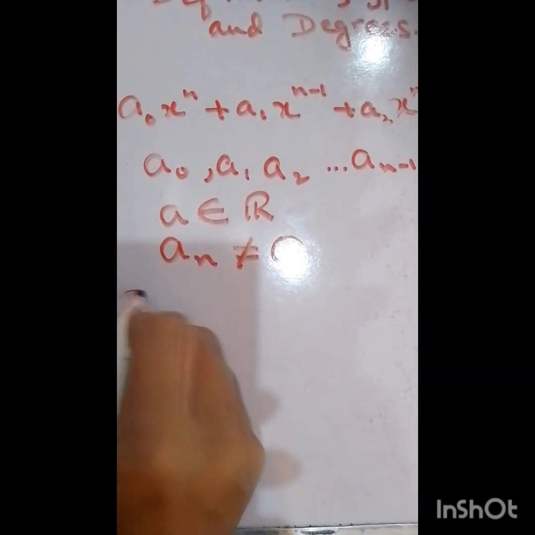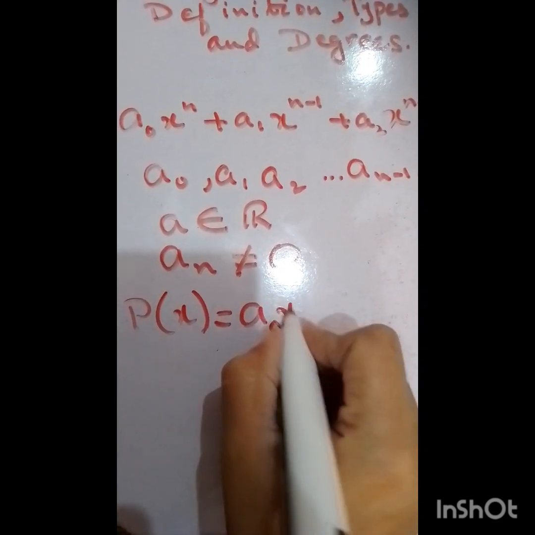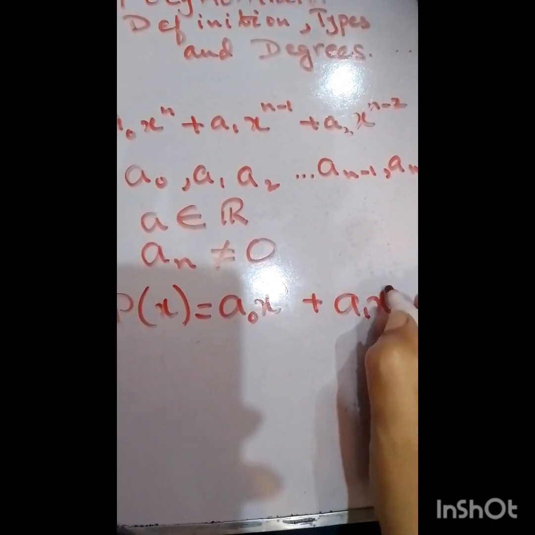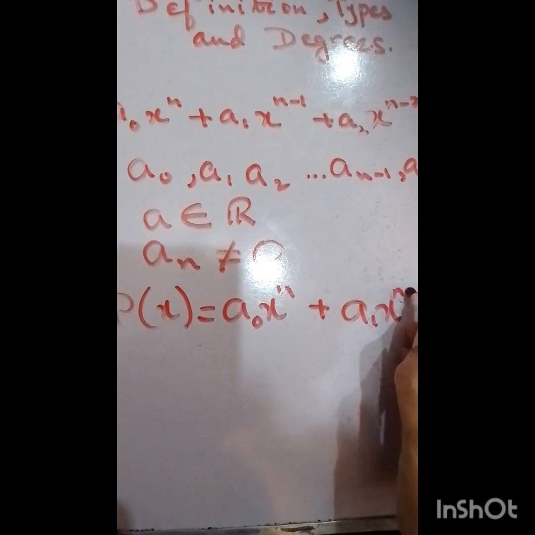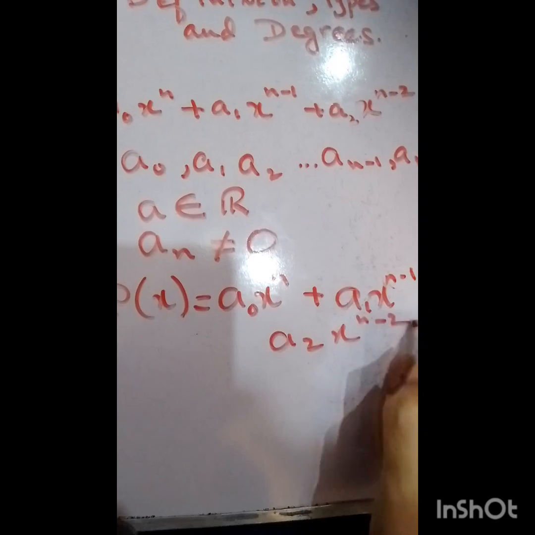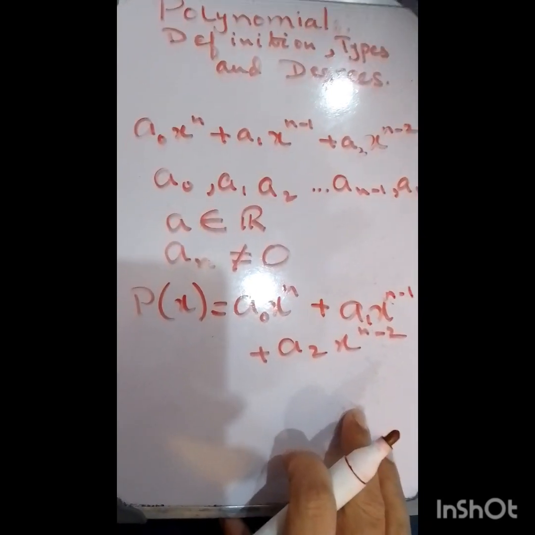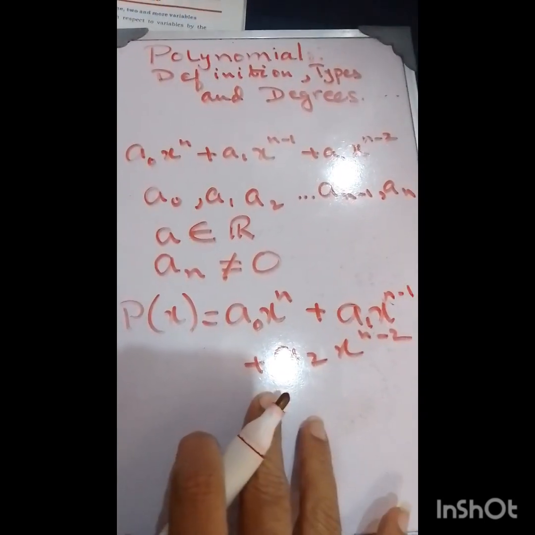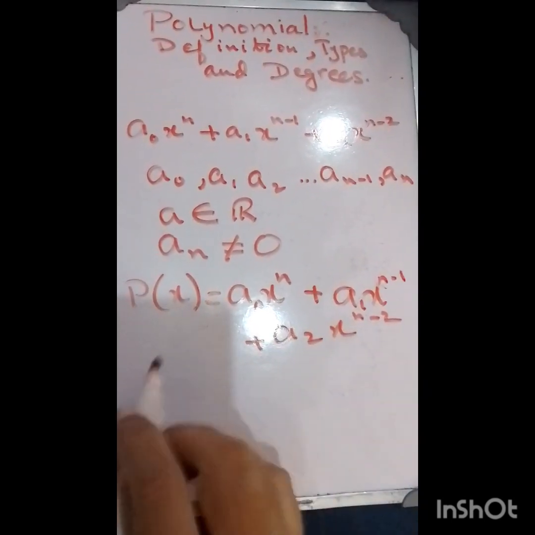So we can write this polynomial as p of x equals a naught x power n plus a1 x power n minus 1, the power is decreasing, by the way, plus a2 x power n minus 2, plus so on. Okay, these are the terms which we can express in algebraic form.